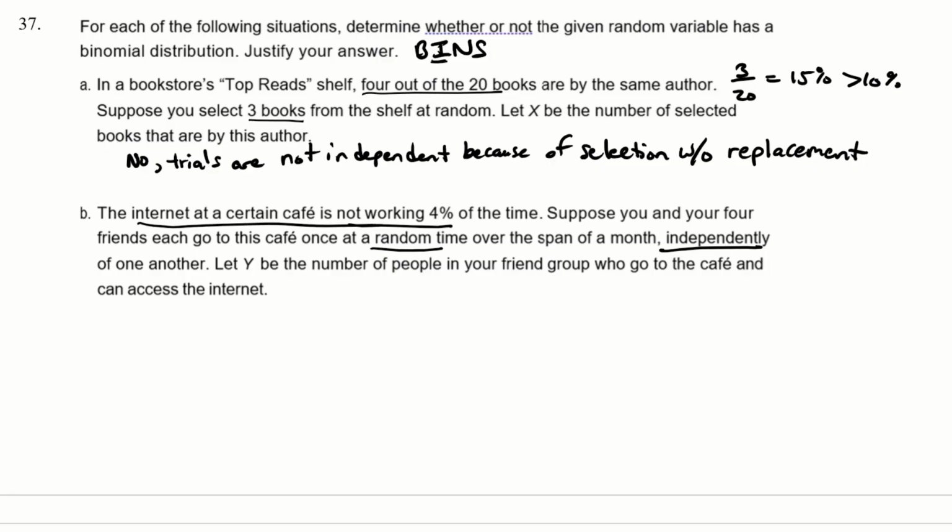Okay. So do we satisfy BINS? B, binary: either the internet works or it does not. I, each person is independent of one another. N, the number of trials is the same, in this case, you and your 4 friends, so you have the same number of people. And then S, the probability of success is the same. It's 4% of the time, it's always 4%. Okay, so yes.